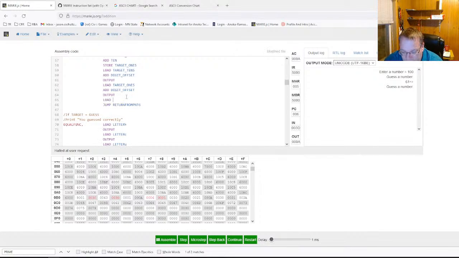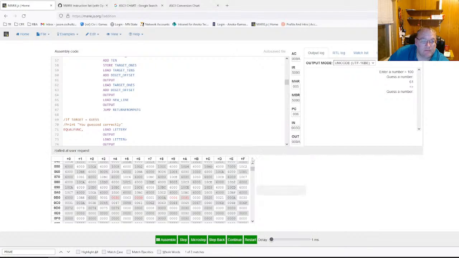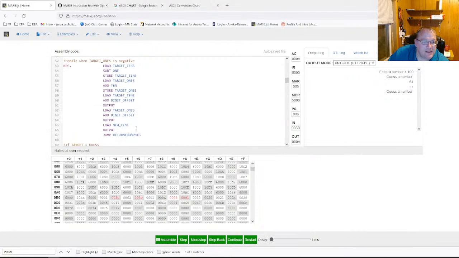But here what I want to do is add digit offset and then output, and then I'm going to do a load new line, and then output. 555, 61. Okay, so it prints the 61, and then it says equals, and then greater than. And then it asks me to guess a number again. So this is returning back from the printing.